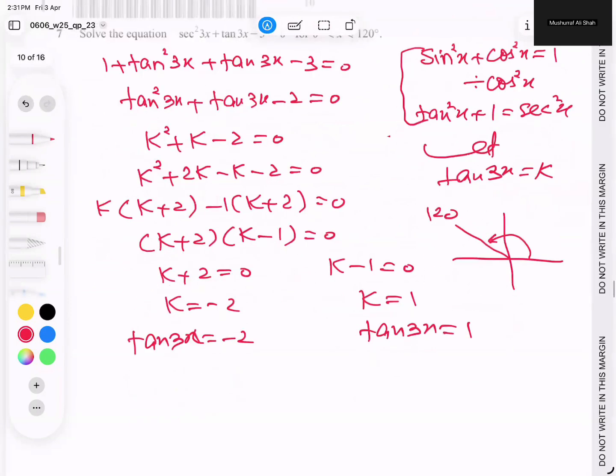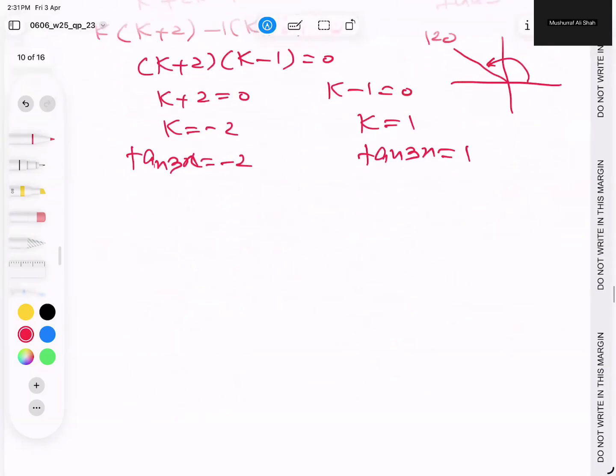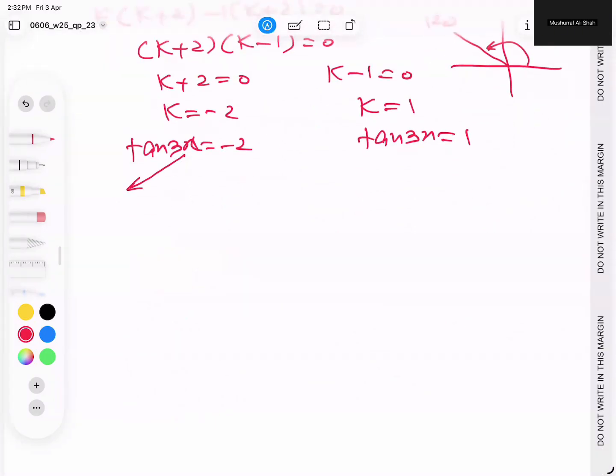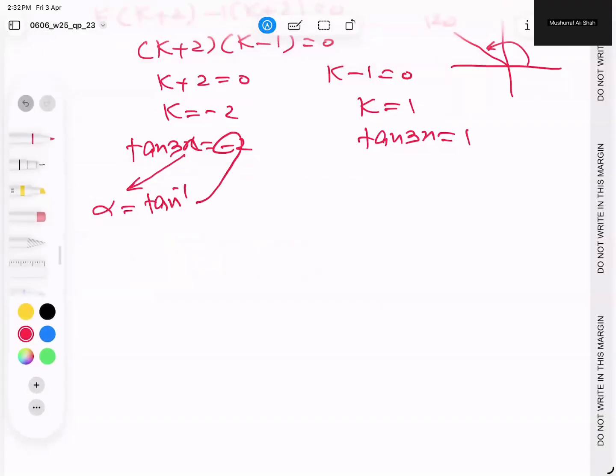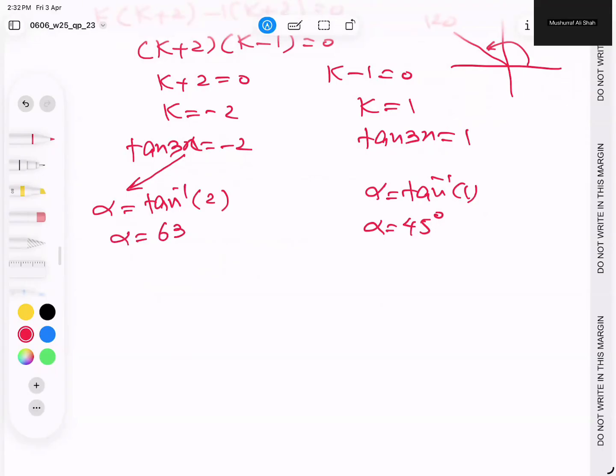Okay, so I will assume this as alpha and take tan inverse. Don't include the negative sign even. I'll take tan inverse of 2. Same approach here, tan inverse of 1. This gives us 45 degrees, and tan inverse of 2 is 63.4.